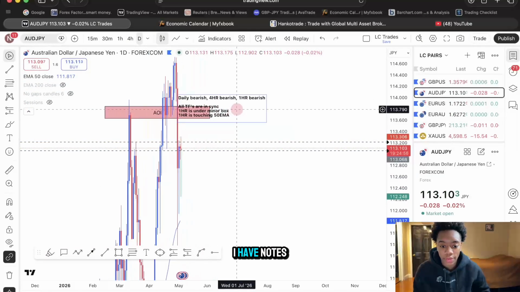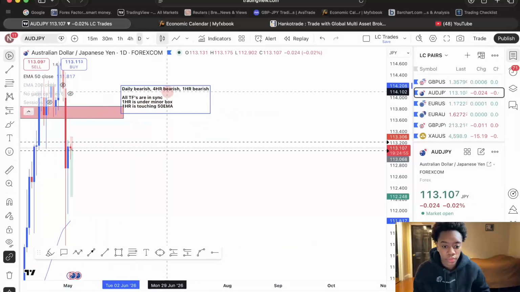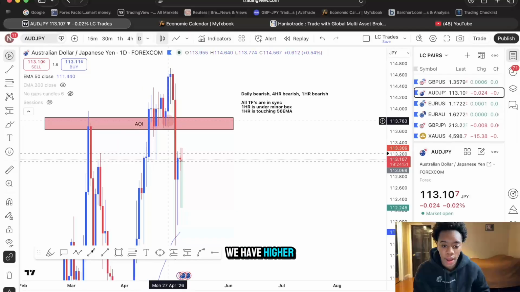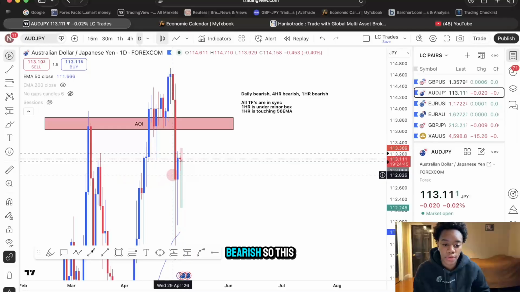So I actually have notes here too. Crazy. All right, so the daily is bearish. We have higher low, higher high. We broke this higher low right here with this huge candlestick. We are now bearish. So this is our lower high. Down here is our lower low.